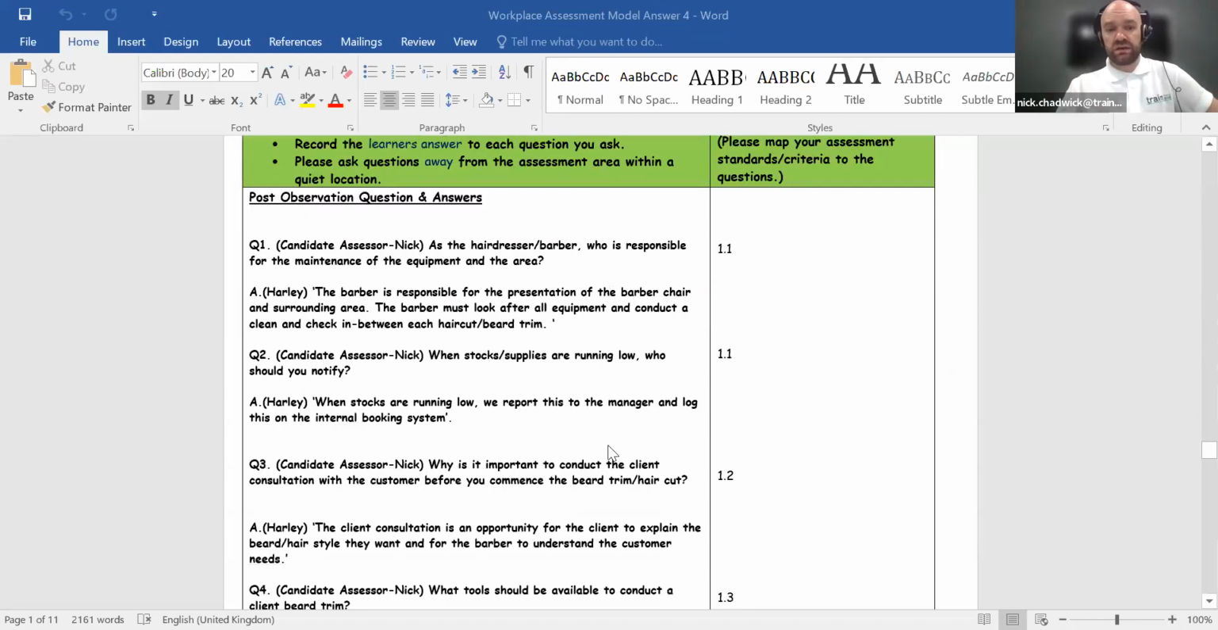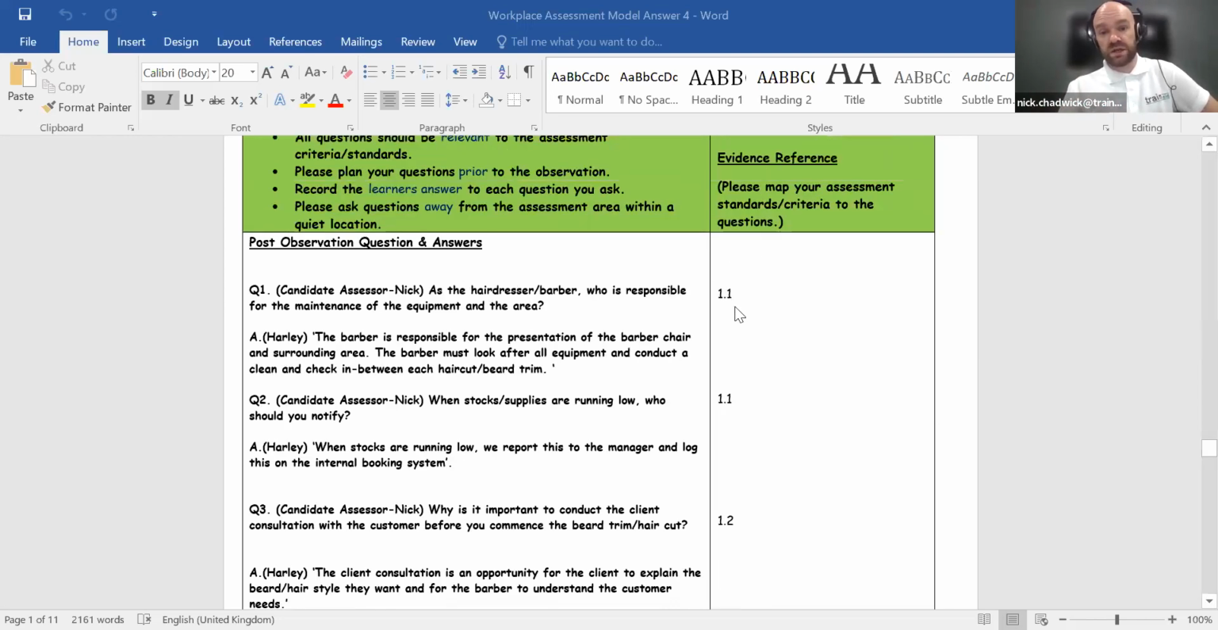As you can see here, within my example, I have 6 planned questions, and all of my questions are relevant to my criteria and standards. So once again, for this column here, the evidence reference section, you need to write in what the question is relevant to there.